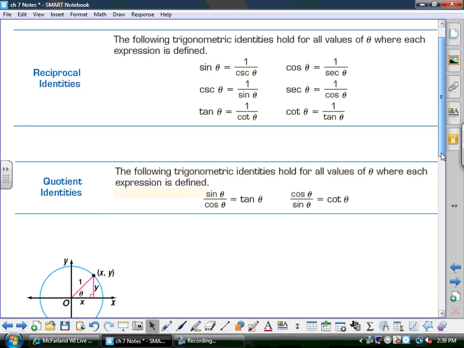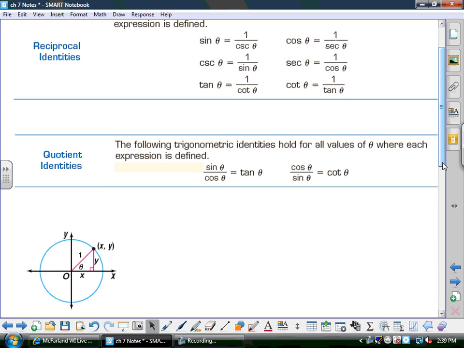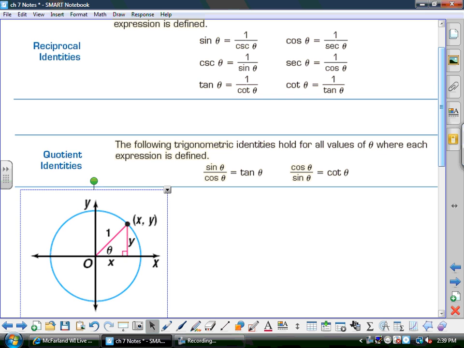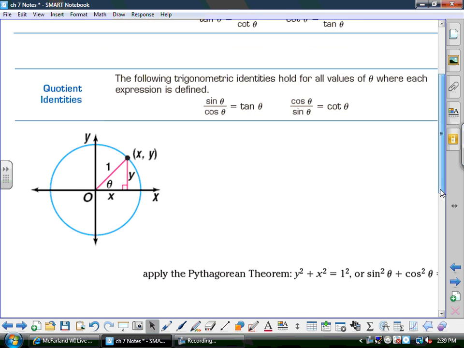Another thing we can use to prove that things are identities are the Pythagorean identities. So take a minute and make this picture in your notes, and pause the video if you need to. With that circle picture, we're going to get our Pythagorean identities, because on a unit circle, all the values of any point on the circle are cosine of the angle, comma, sine of the angle.